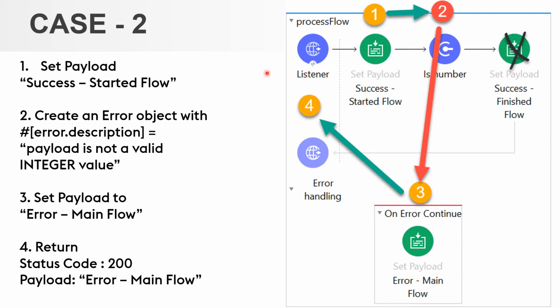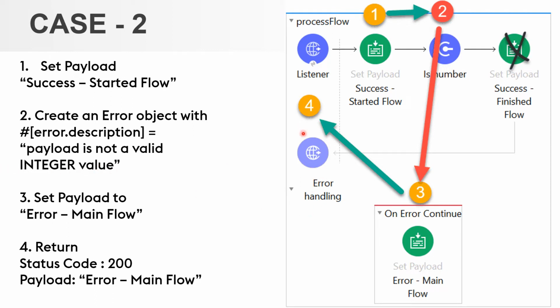In set payload we are setting it to success started flow. Then is number is our error object generator. It is setting the error description as payload is not a valid integer value. It comes to on error continue. Here it is setting the payload to error main flow.